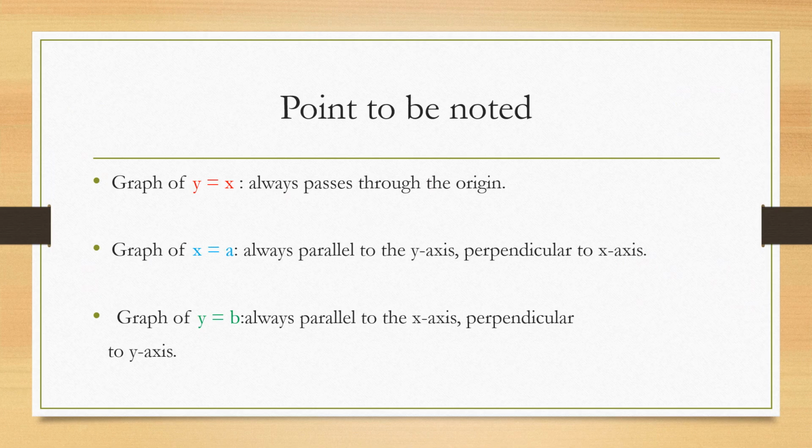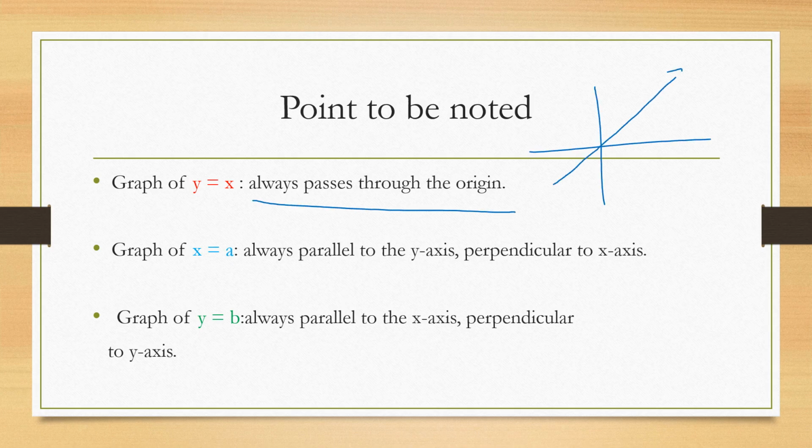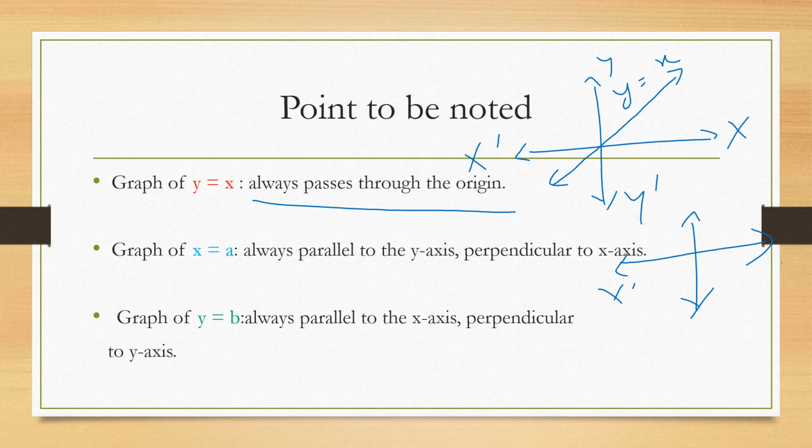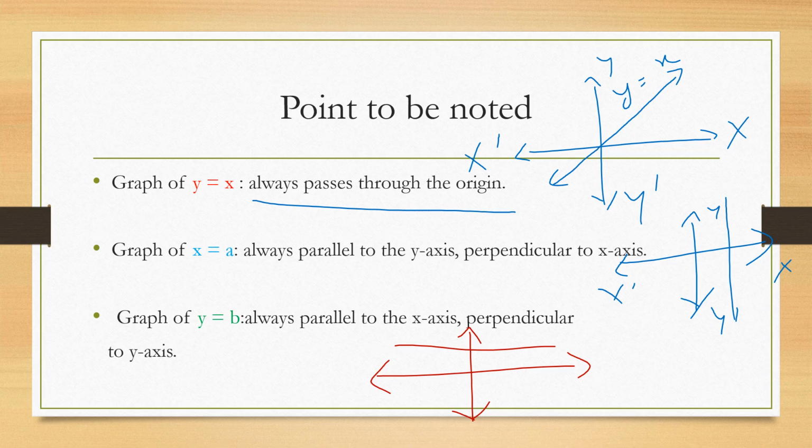So remember the point. The graph of y equals x always passes through the origin. It will always be of this form, with x'x and y'y as axes. The graph of x equals a is always parallel to the y-axis but perpendicular to the x-axis. And the third type of graph, y equals b, is always parallel to the x-axis and perpendicular to the y-axis.